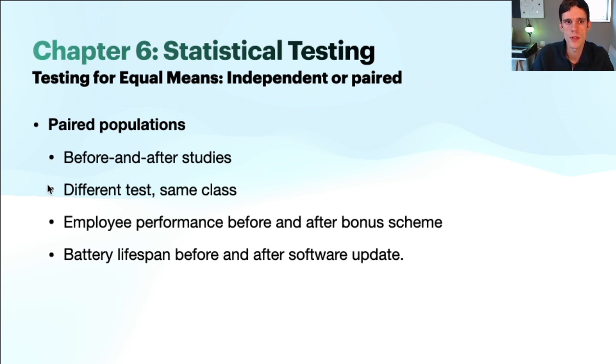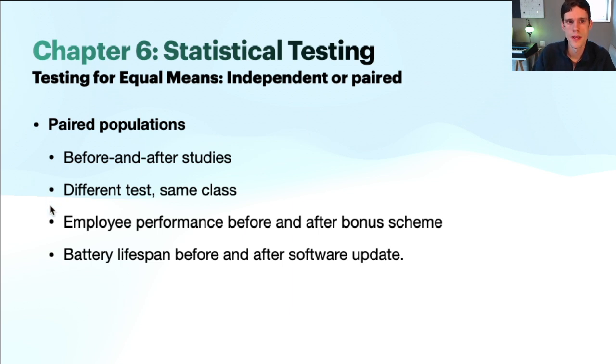Or another example is that we take a different test but in the same class. So we have the same population set, the same group of people. We first let them take one test and then we let them take another test. And we see whether there is a difference in testing score between the different types of tests.